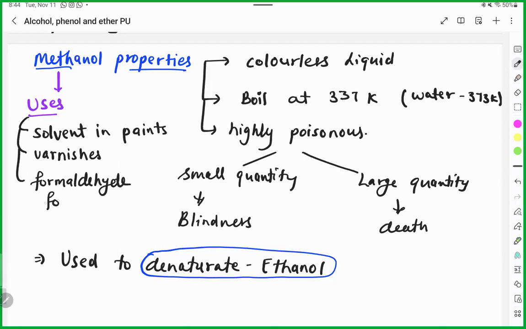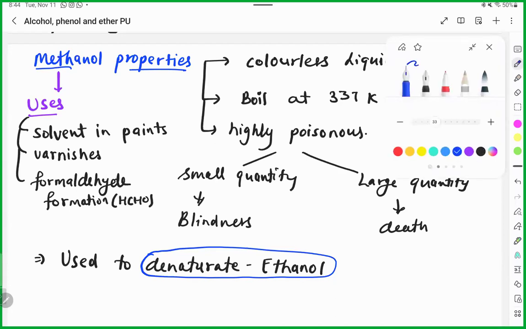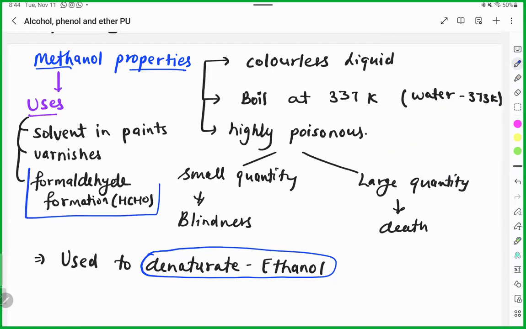What is formaldehyde? Primary alcohol. Because if you do oxidation of methanol, formaldehyde will be formed. Done.